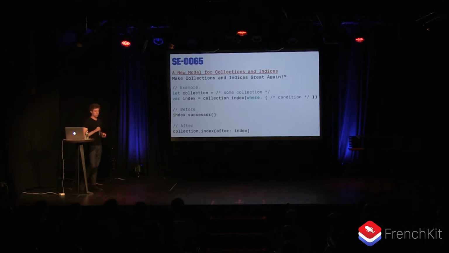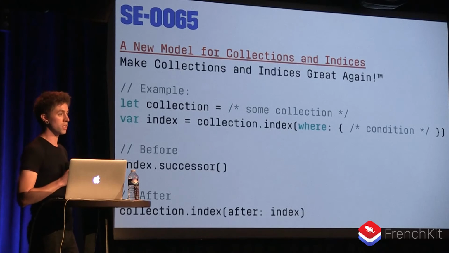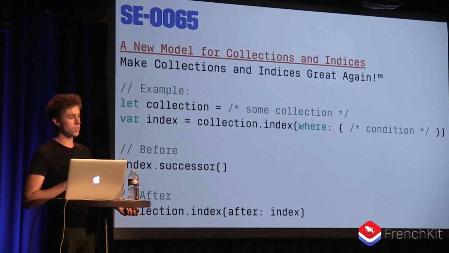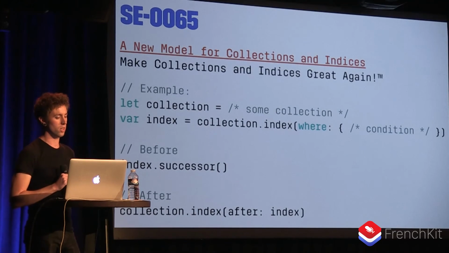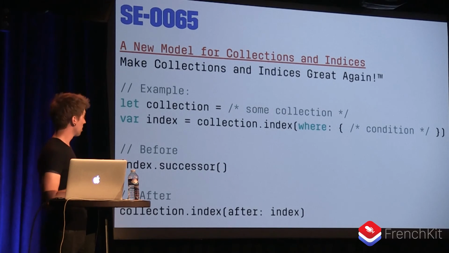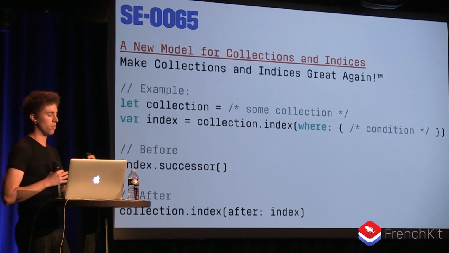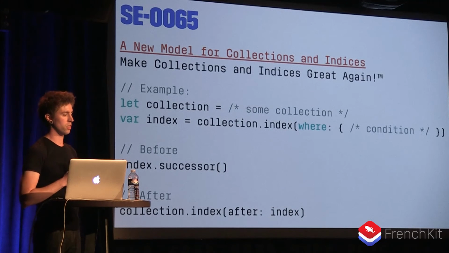And proposal 65, this was the collection and indices redesign. Before, index traversal was the responsibility of the index. So you would have something like index.successor. After this change, we have a much more natural use of indices, where it's actually on the collection itself. So it's much nicer and more intuitive, I think, to operate on the collection instead of the index. There are also some performance benefits here because the index before, in some cases, had to have either implicit or explicit knowledge about the structure of the collection. Now the model is much simpler.